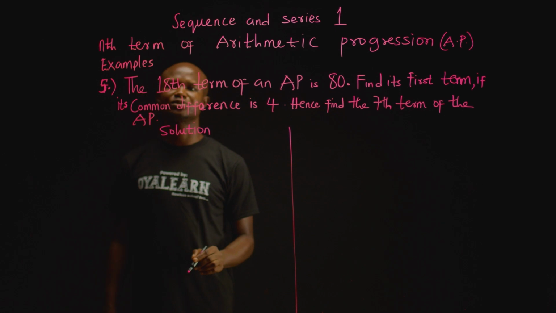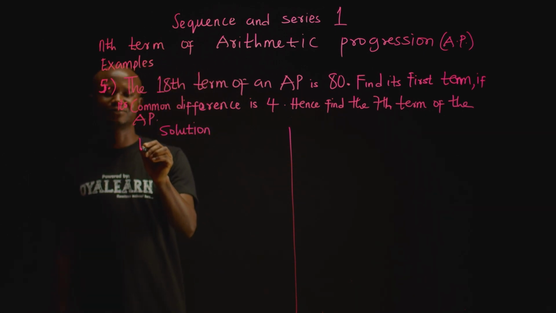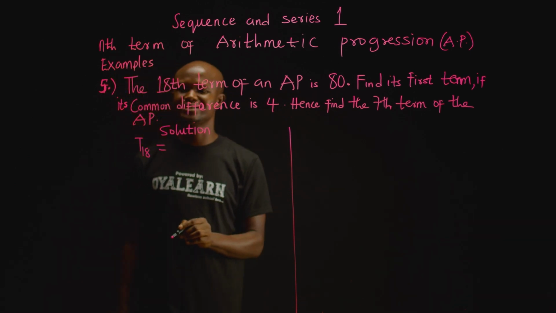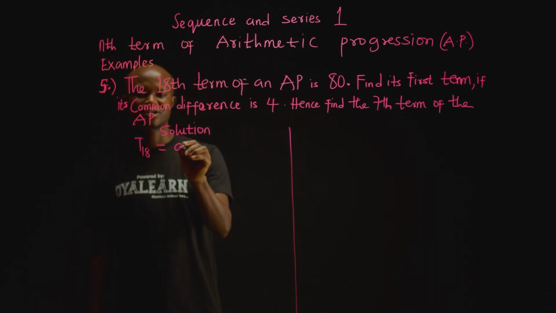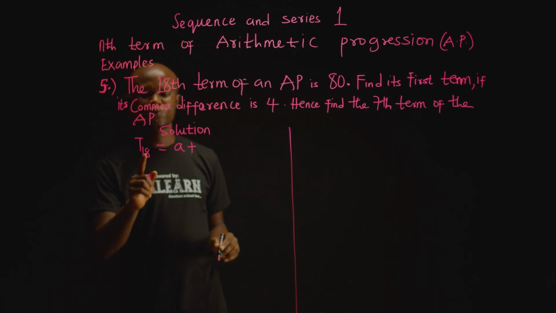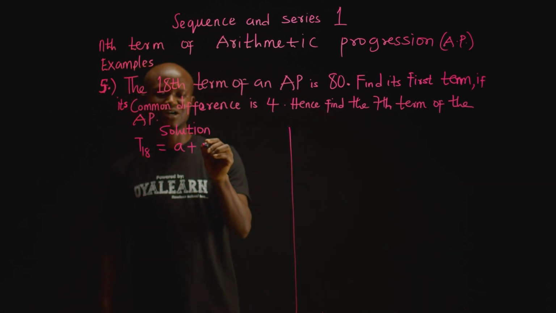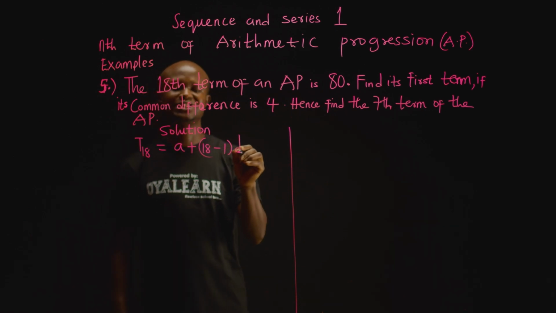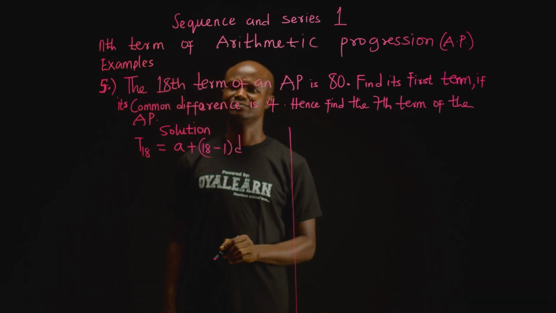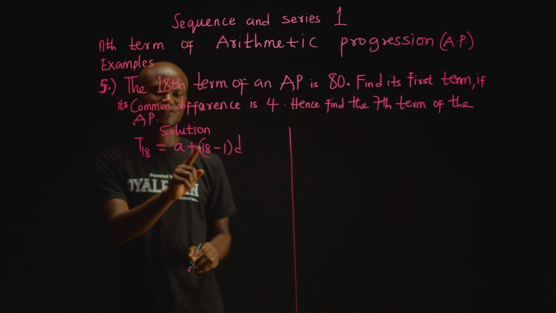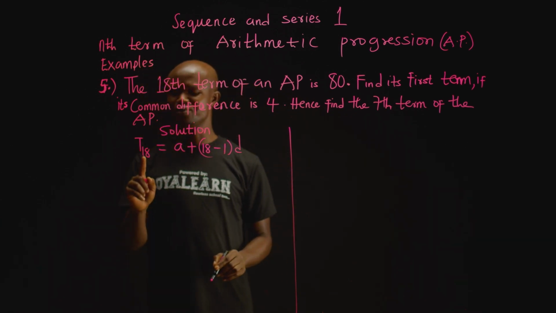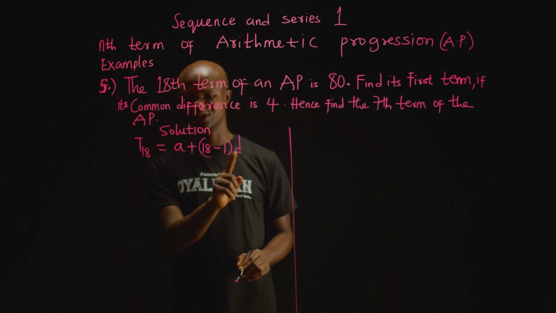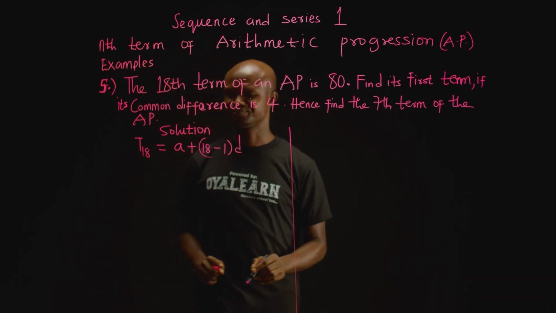Now from the question, we have the 18th term, that's T18. And T18 is equal to what? A plus, when you have 18 here, you are going to have 18 minus 1 D based on the formula. If this is 18, you have 18 minus 1. For example, if you have 20 here, then the coefficient of D is going to be 20 minus 1.